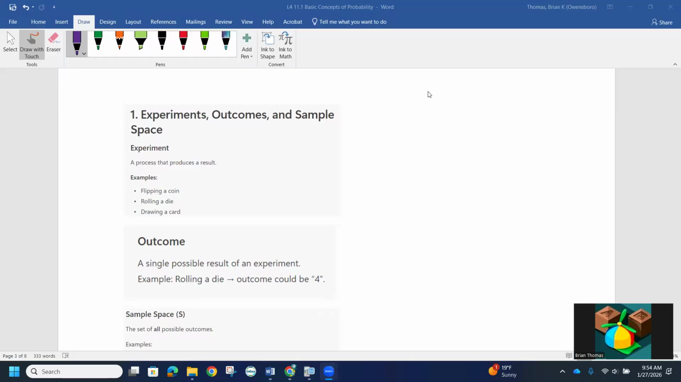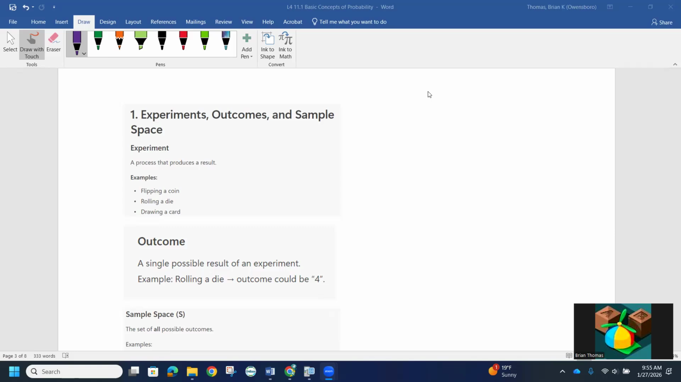So as we continue with probability, there is some more vocabulary to pick up on. We see these words like experiments, outcomes, and sample space. An experiment is a process that produces a result. The ones we're talking about are like one roll of a die or flipping a coin. What's the outcome of flipping a coin one time?